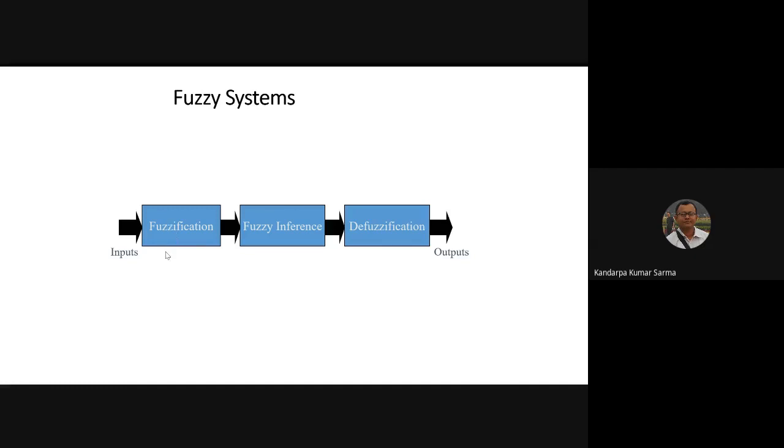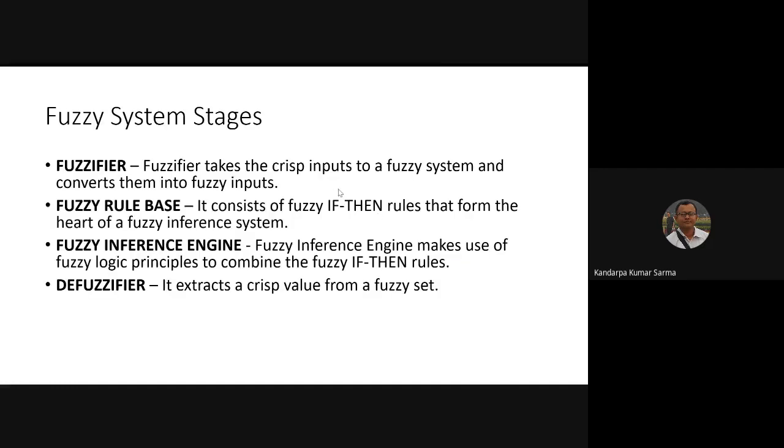First one, fuzzification, then we will have fuzzy decision-making or inference generation. Then we have defuzzification, from where we will get the results. So there are a few steps. The fuzzifier shall be taking the crisp samples and converting them to fuzzy form. Then there will be a fuzzy rule base.